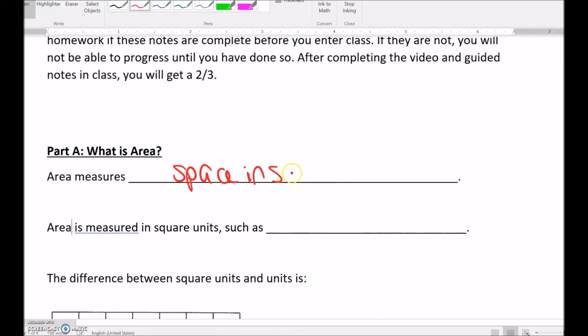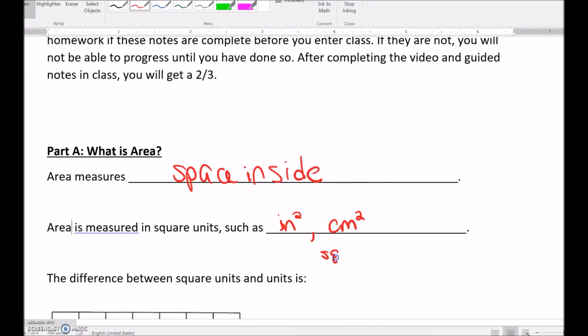And two things with the same area can have very different perimeters. Area is measured in square units. So where before we saw inches, now we see square inches. Before we saw centimeters, now we see square centimeters, right?